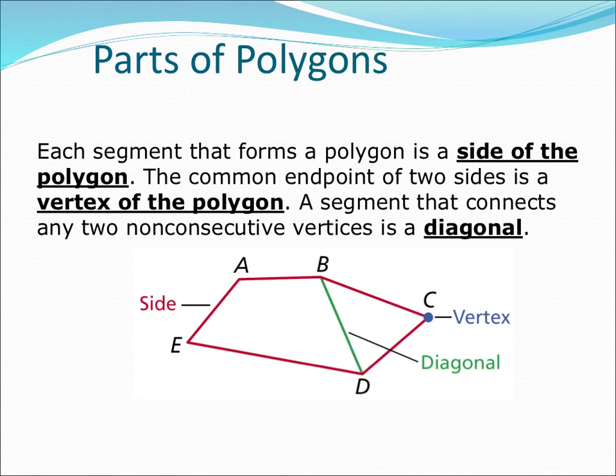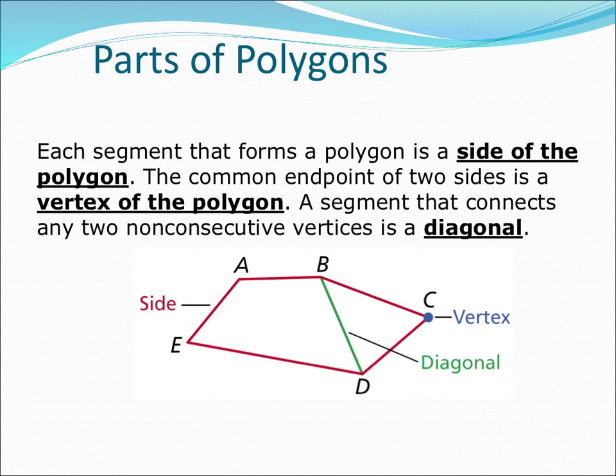Each segment that forms a polygon is a side of the polygon. The common endpoint of the two sides is a vertex of the polygon. And the segment that connects any two non-consecutive vertices is called a diagonal. So a polygon is just that closed-sided figure.